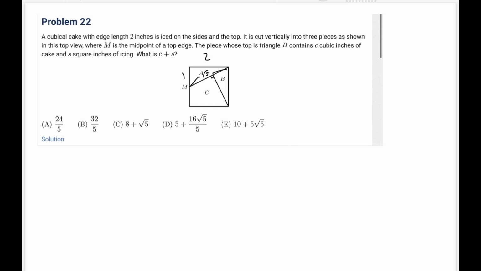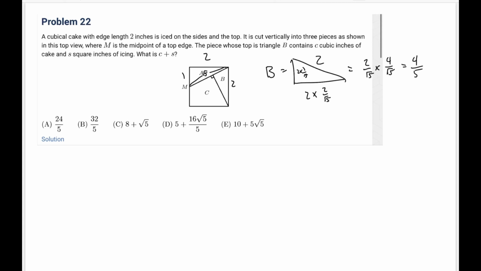Let's erase this. Since this triangle and this triangle are similar, and we know that this is 2 and this is root 5, triangle B could be like this. This is 2, and then this is root 2 times 2 over root 5. This will be 2 times 1 over root 5. So this is 2 over root 5 times 4 over root 5. This is 4 over 5.